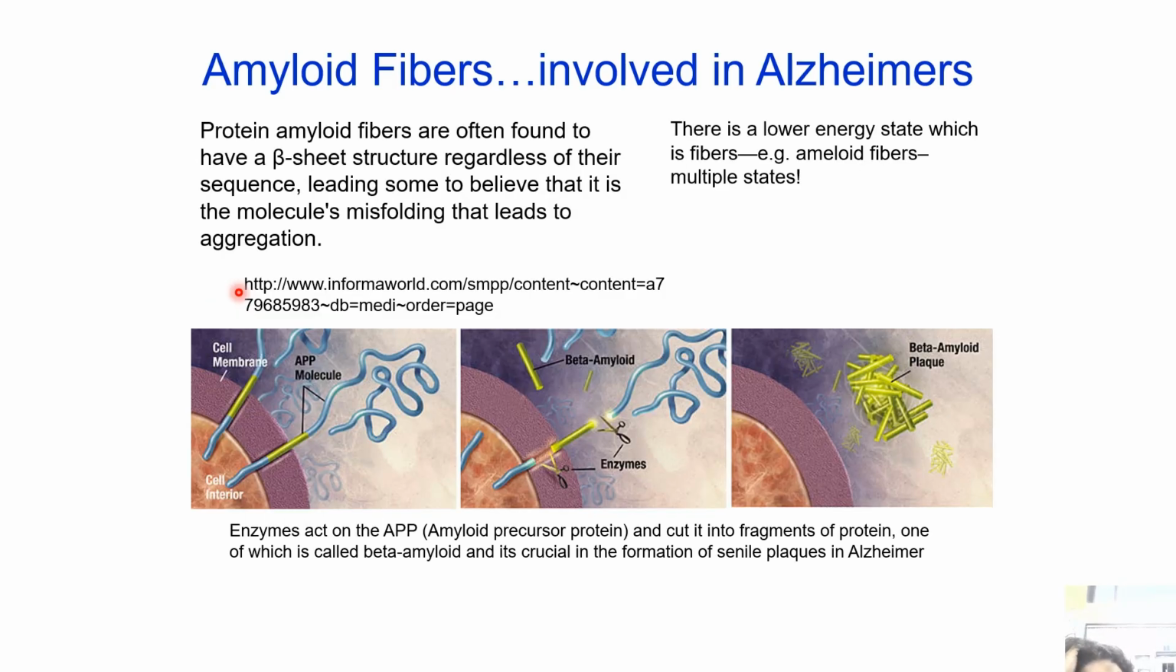Now, protein amyloid fibers are often found to have a beta sheet structure regardless of their sequence, leading some to believe that it is protein misfolding that leads to aggregation. There is a lower energy state in fibers. Okay. So enzymes basically act on the APP, amyloid precursor protein, and cut it into fragments of protein, one of which is called beta amyloid, and it's crucial in the formation of senile plaques in Alzheimer's.